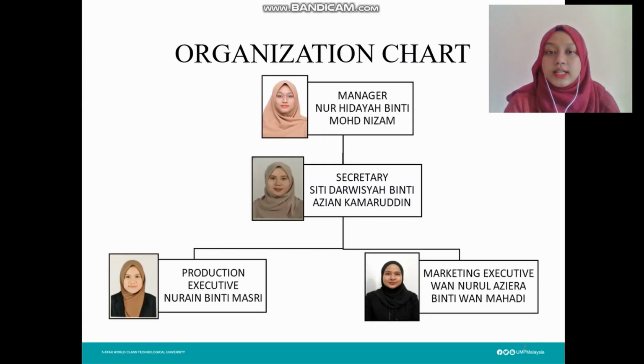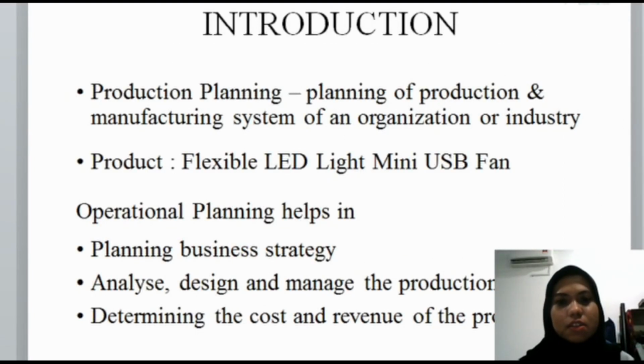Okay, next for the organization chart, I'm the manager, Hidayah, followed by secretary, Siti Darwisyah, production executive, Nurain, and marketing executive, Nurul Aziera. So for the introduction, production planning is the planning of production and manufacturing system of an organization or industry. Basically our product is the flexible LED light mini USB fan. Operational planning helps in planning business strategy, analyzing design, and managing the production system. Also, it is determining the cost and the revenue of the product.